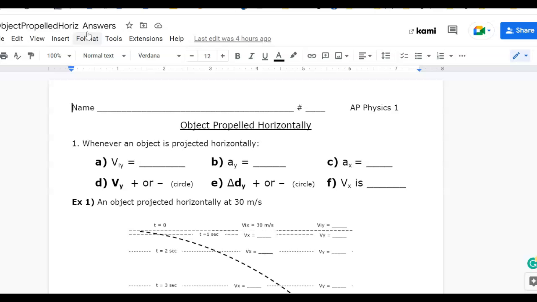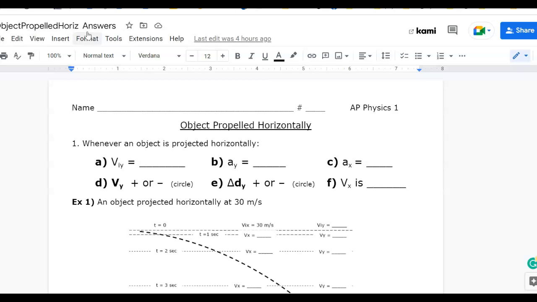Of the two velocities, only one will change. Which one changes? Is it the Vx that changes? It's the Vy that changes, because gravity is a vertical force. Let's see, Viy equals 0. Ay is 10 meters per second squared, positive. Ax, the horizontal acceleration, is how much? 0. Ax is 0, right?